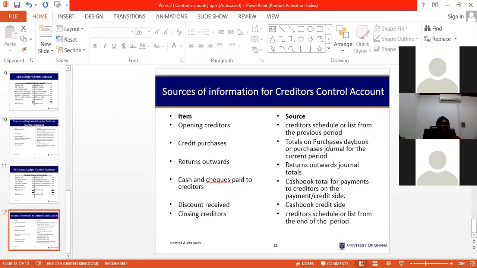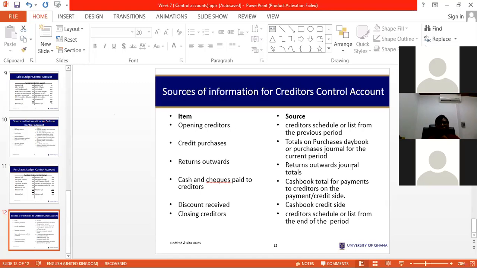Credit purchases, you would always have to go to the purchases day book to pick the totals, because we know that the purchases day book records all credit purchases from our suppliers. So we can pick the totals for the period. Return outwards, we'll have to go to the return outwards journal, which also captures goods that we have purchased on credit but have returned.